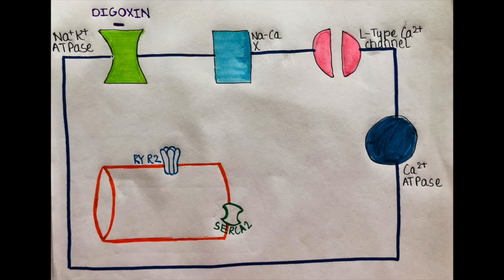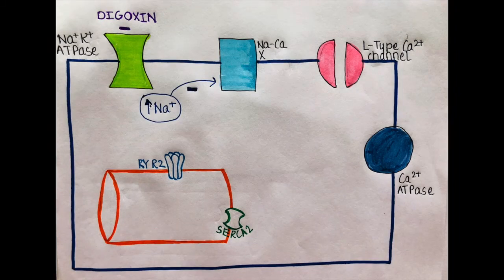Digoxin binds to the extracellular surface of sodium potassium ATPase and it blocks it. So the movement of ions through ATPase is blocked. So we can say that the sodium moving out and the potassium moving in will not be occurring. This will result in increased sodium levels inside the cell, so increased intracellular sodium levels.